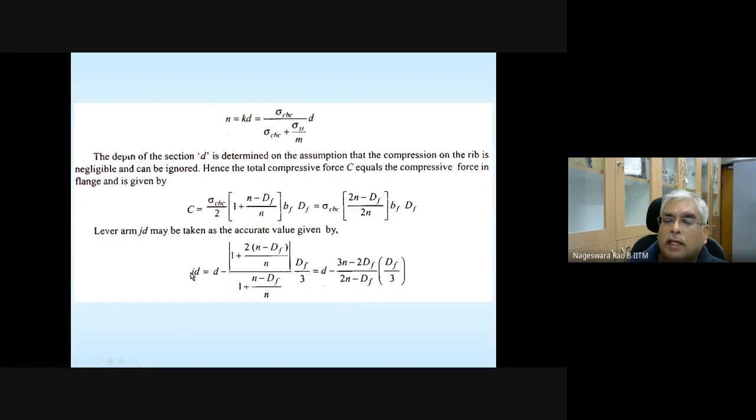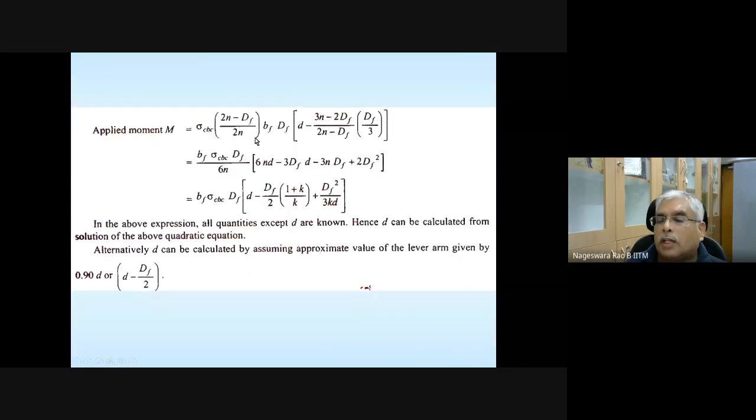Finally, this lever arm distance is going to be a function of neutral axis depth and depth of the flange. Once you get this lever arm distance, the total compressive force multiplied by the lever arm gives you the moment, and that moment is what this is. Okay, you can go through all this. It's very easy to follow. Wherever small n, the neutral axis depth, is there, it is replaced with K times D. K is the neutral axis depth factor. And finally, this is the applied moment.